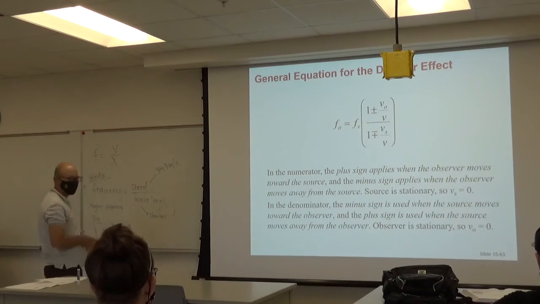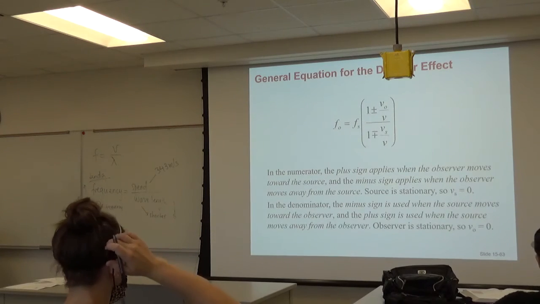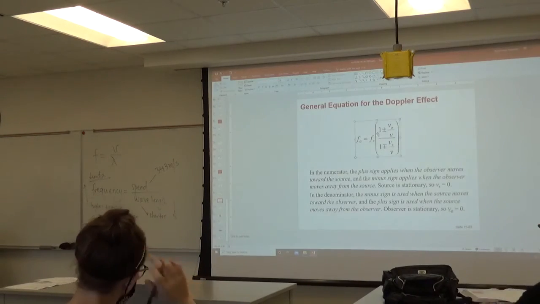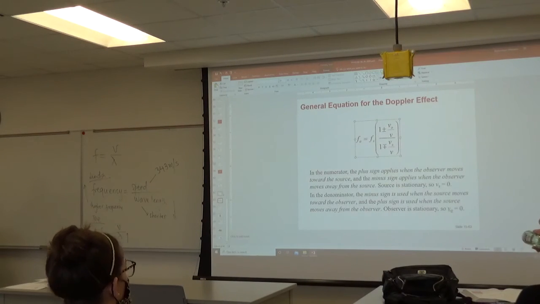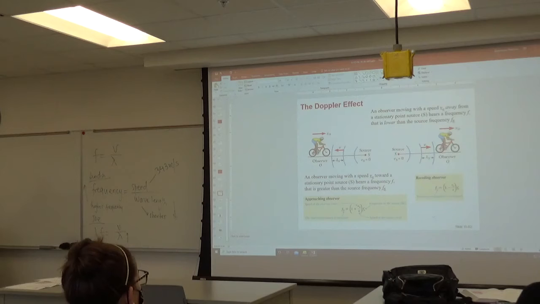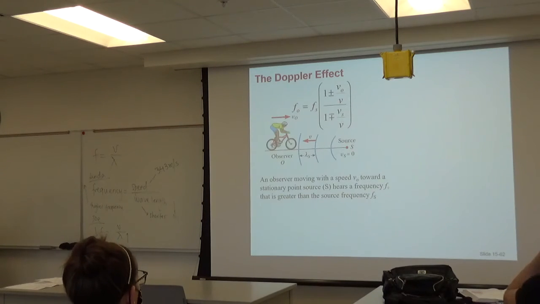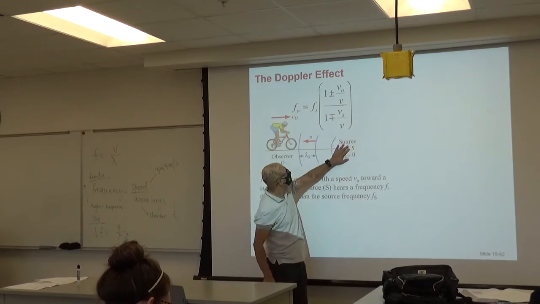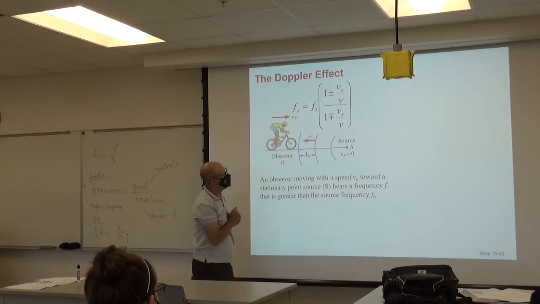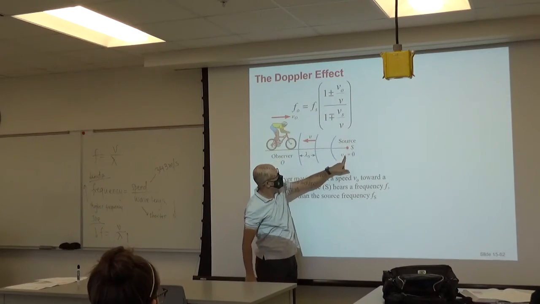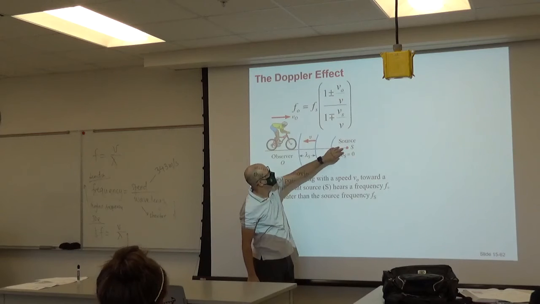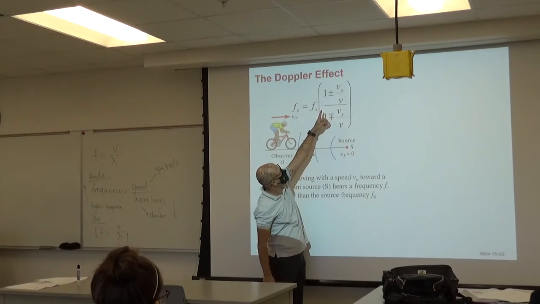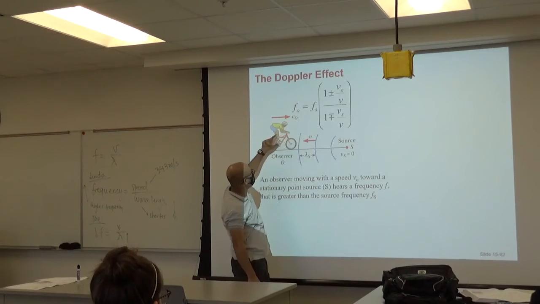Let me show you by copy and paste on this previous picture. So what I'm talking about is here. When the observer is moving towards the source, we use plus sign here. And then this would be 0 because Vs is 0, the source is at rest. And then you get 1 plus V naught over V. That would be for this case.